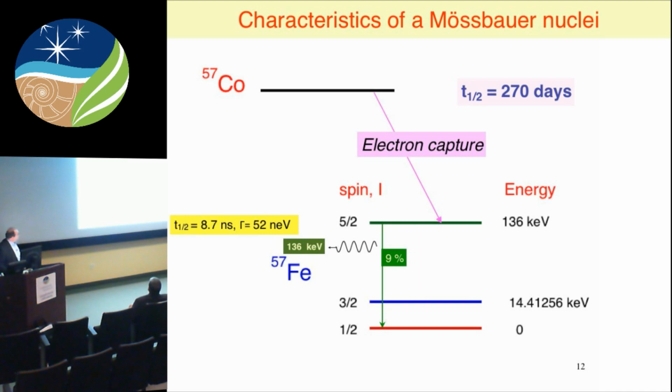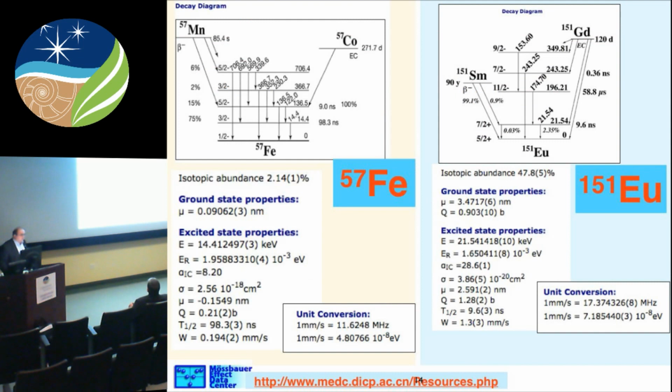This 14.4 keV is what we use for the Mössbauer effect. But unfortunately, only 9% of this transition goes directly into the ground state. The remaining 91% goes into internal conversion or electron emission, K fluorescence lines and electron emissions. So if you have a transition to the ground state at relatively low energies, that makes a nuclear transition a Mössbauer transition. I'm not going to spend too much time, but we spend a lot of time in nuclear tables trying to identify these and look at their properties, so it's a long process.